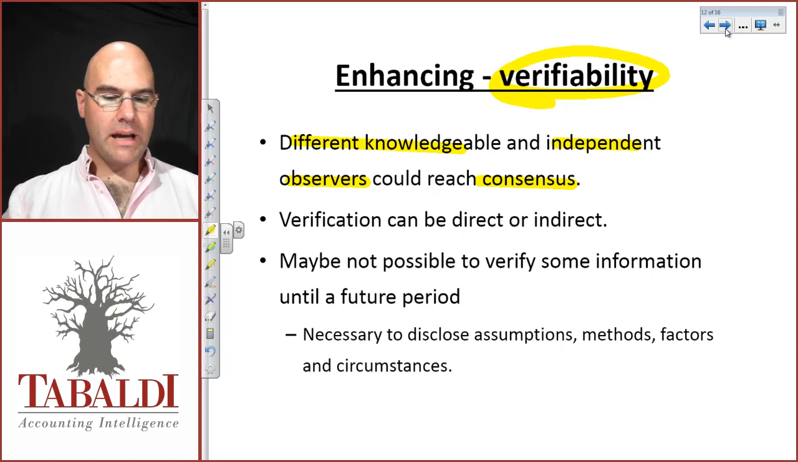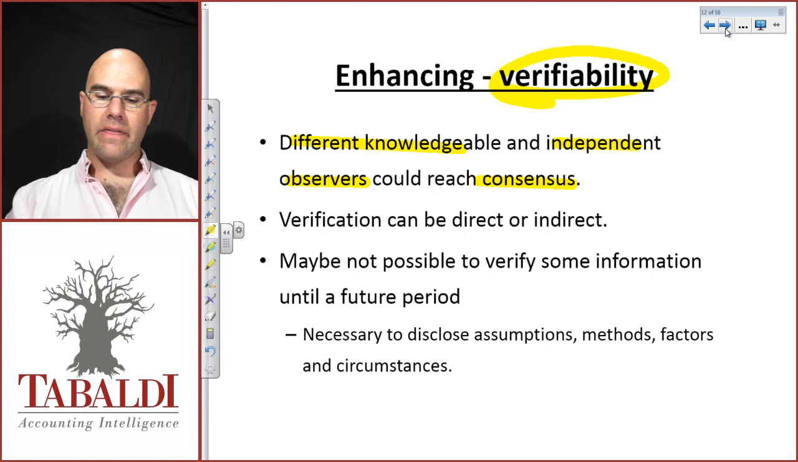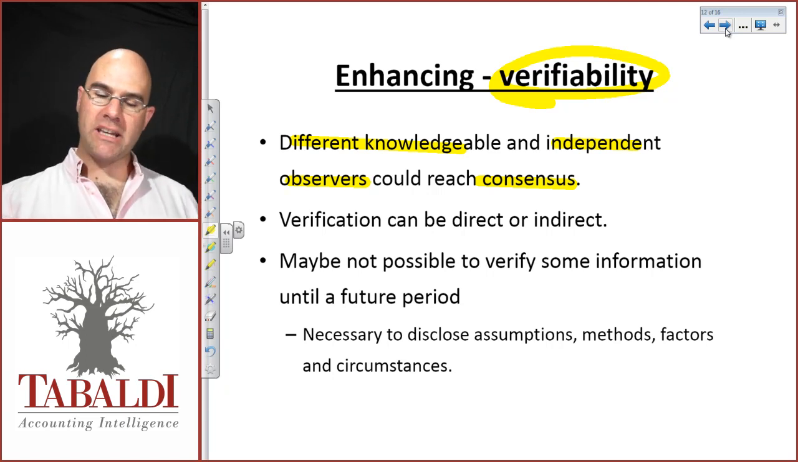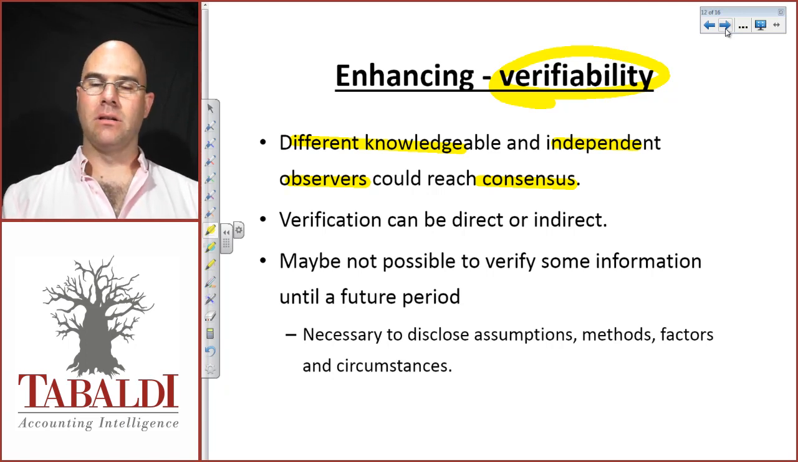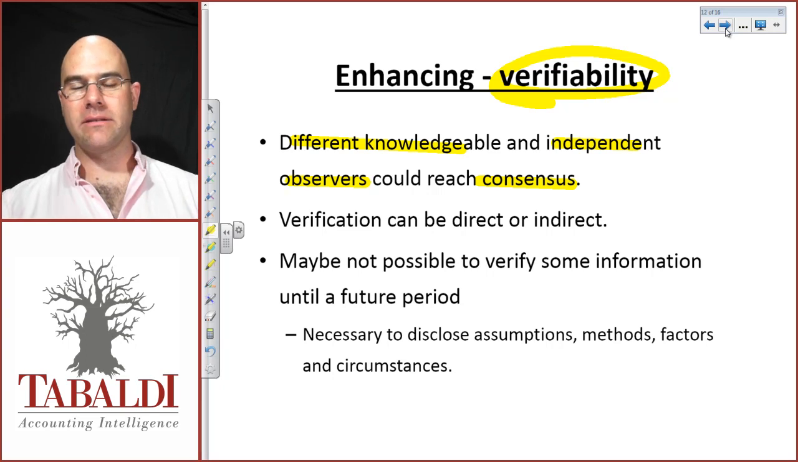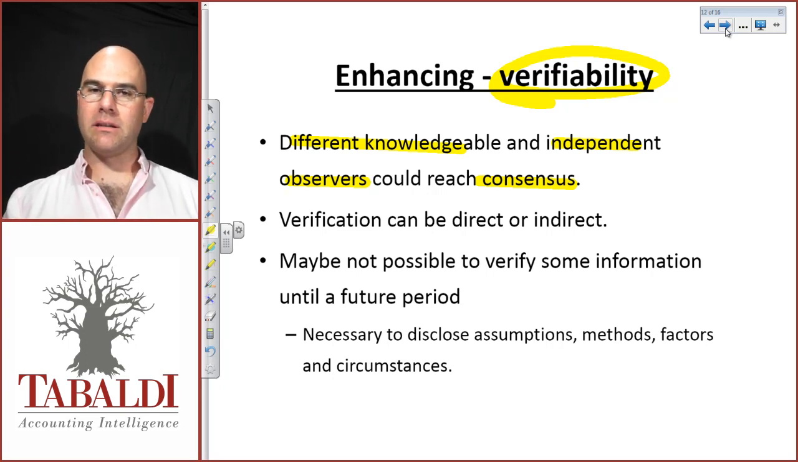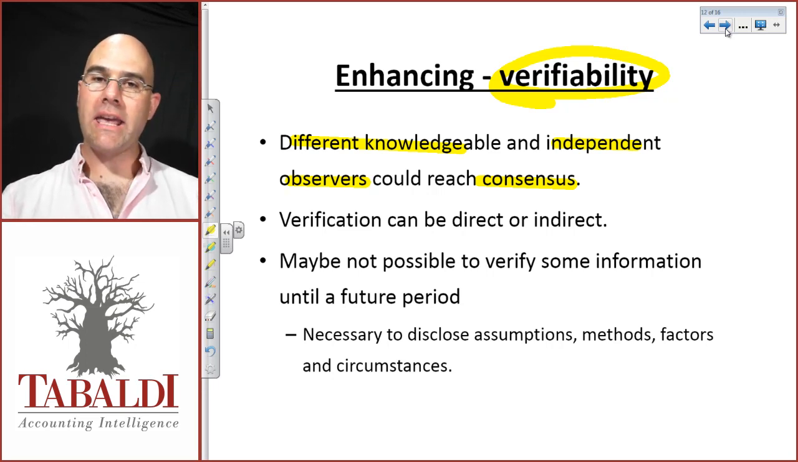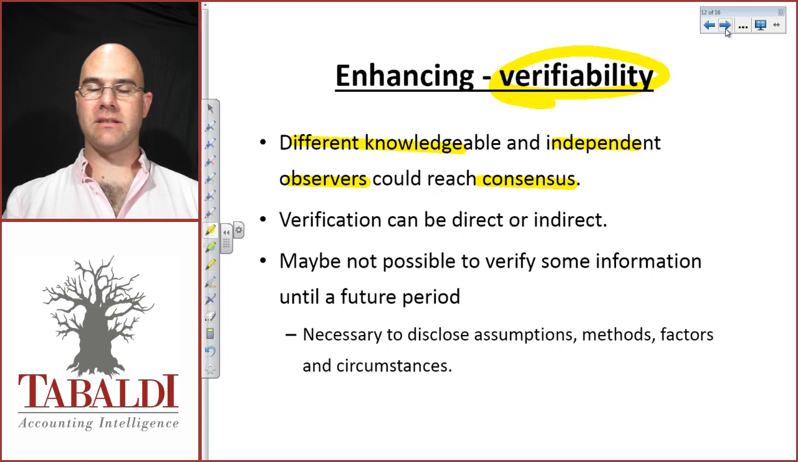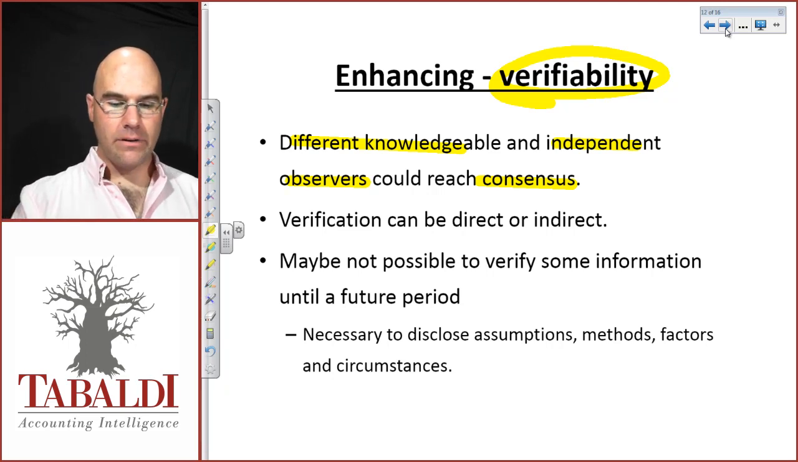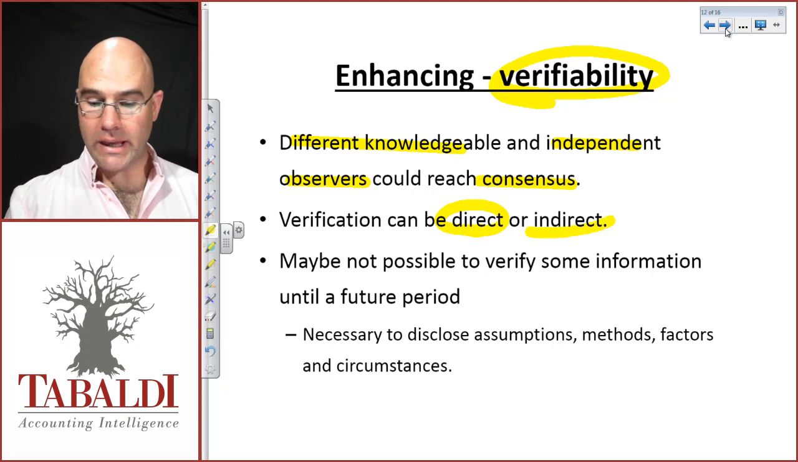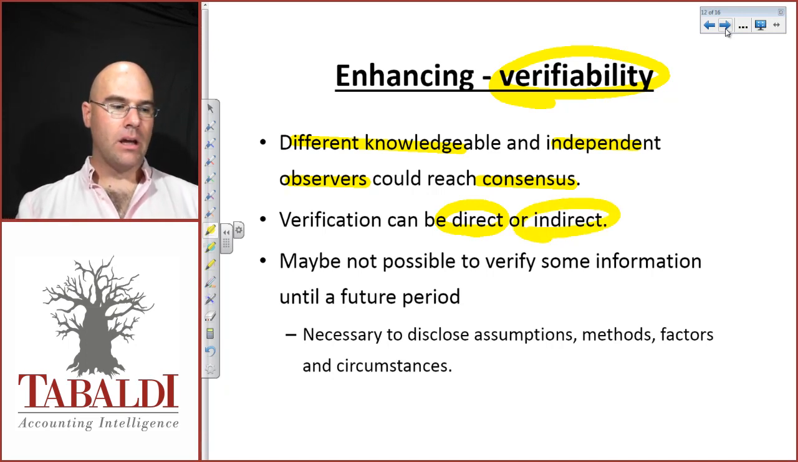Also, we understand that when I'm trying to verify a number, it does not mean that everyone in the room, all experts, will come up with the exact same number. Say, for instance, we're again talking about the fair value of an item of PPE. But what it would mean is that all those people would come to a similar range of values in their estimate of that fair value. That would be verifiability. Verification can be direct or can be indirect.